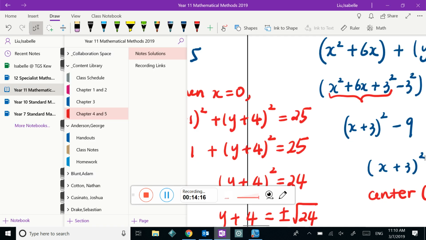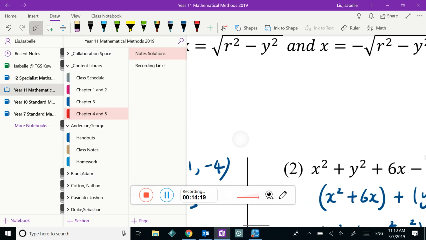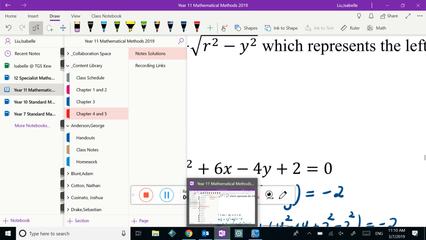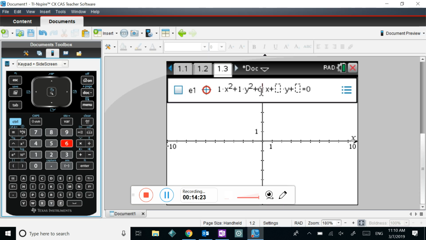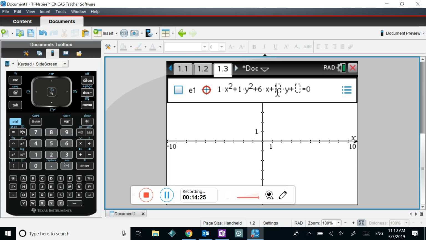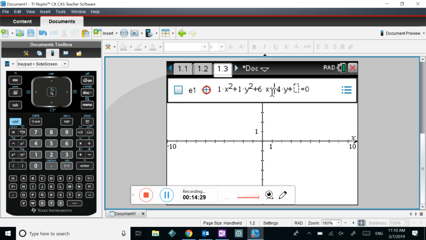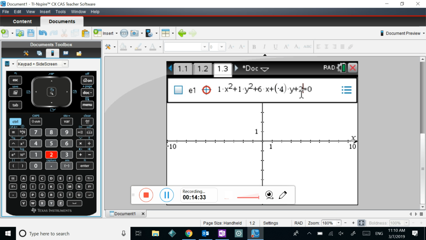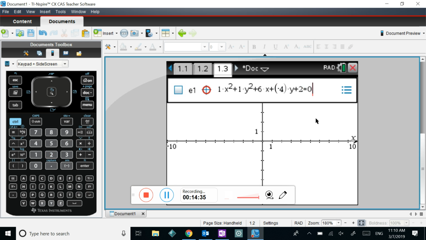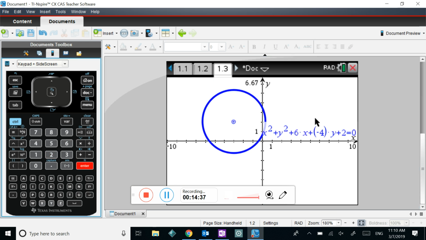And we have how many? Where's my question? 6 and minus 4. Maybe give a bracket here. And then plus 2, I think, equals to 0. Just press enter. That draws the circle for you. Okay.